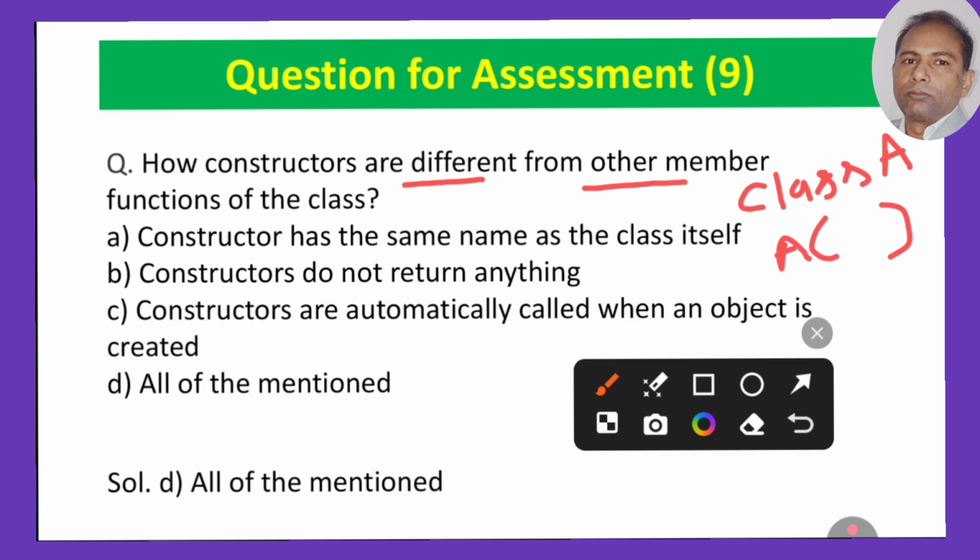Constructors are automatically called when the object is created. Now, when we make the object of this class, for example A, then this constructor will be called automatically. Then option D is all the mentioned. So I think all the options A, B, and C are correct. So we will go for the D option, that is all the mentioned are correct regarding the constructor in C++.